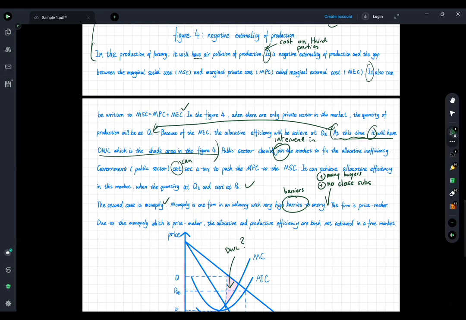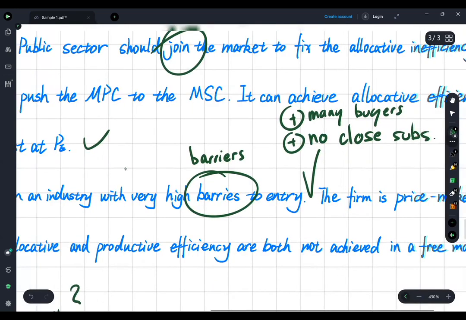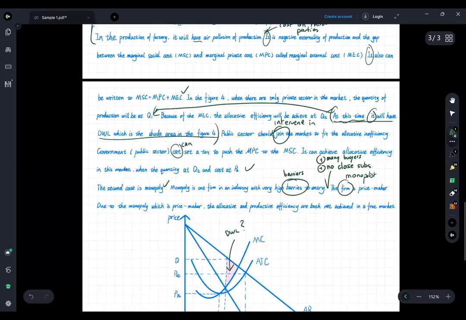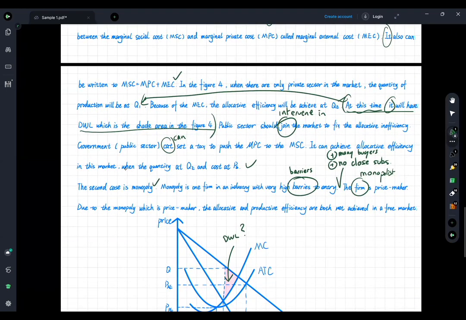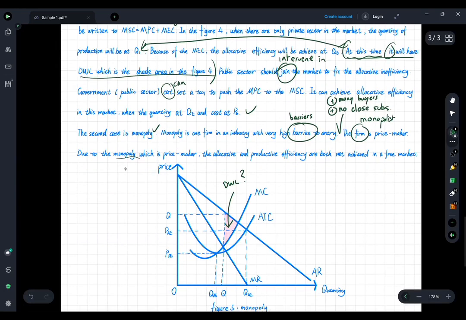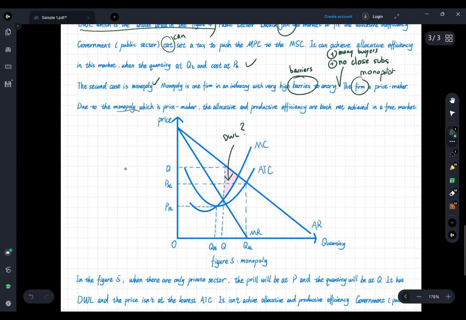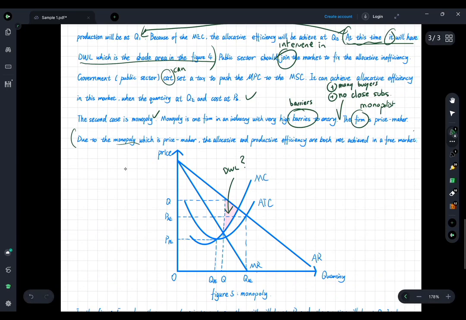Okay, so the firm is price maker. So again, firm is a bit vague. The firm in a monopoly, we call it a monopolist. So why not be precise? The monopolist is price maker. Yes. Okay. Due to the monopoly, which is the same thing, monopolist, which is price maker, the allocative and productive efficiency are both not achieved in a free market. Yes. Hopefully there is an explanation, because so far this sentence is just a statement. It is a valid statement. Okay. And now what I am hoping is that there will be an explanation. I hope. Let's first see the diagram.